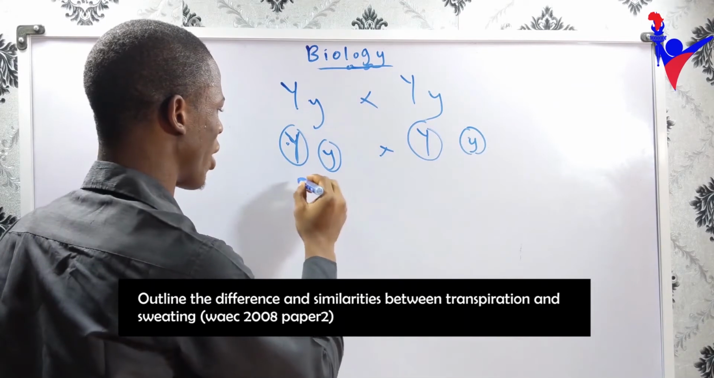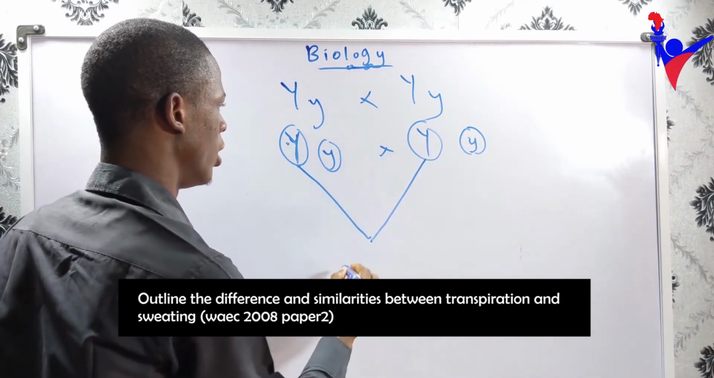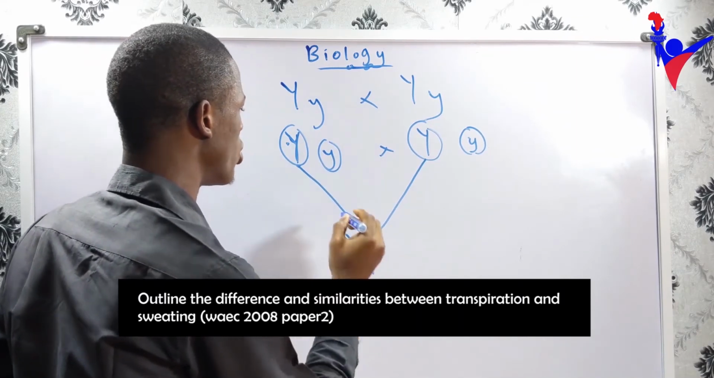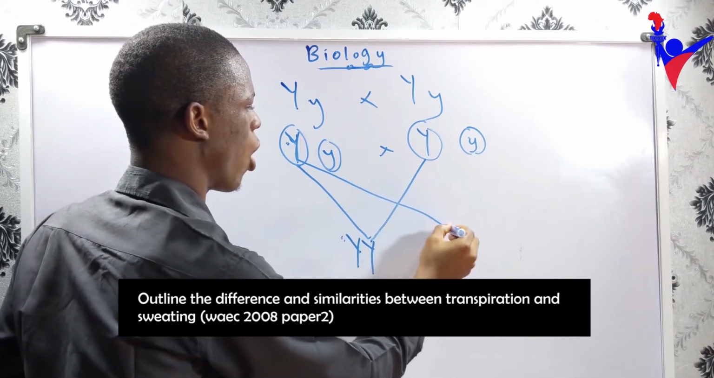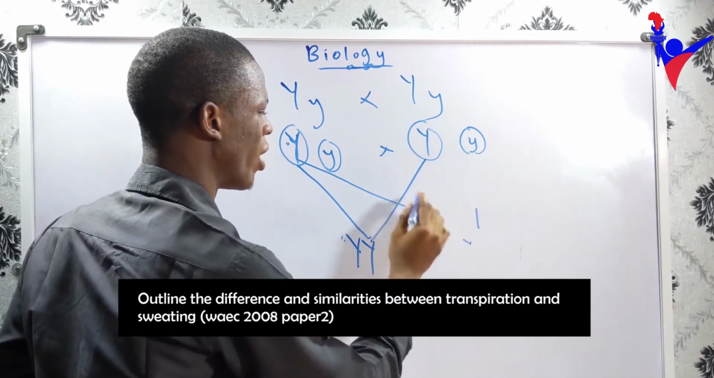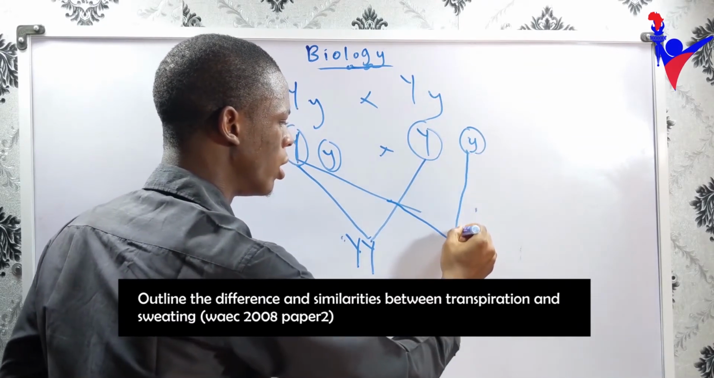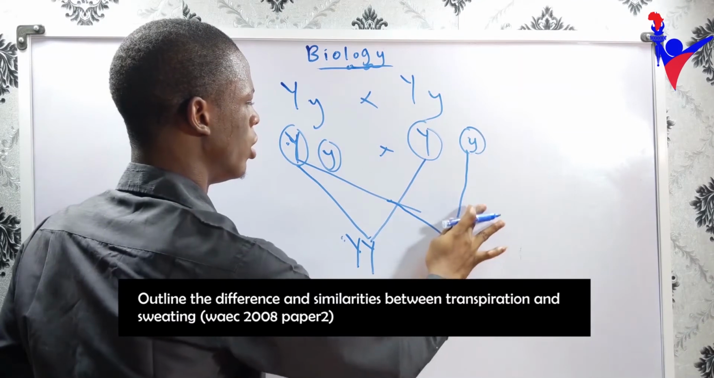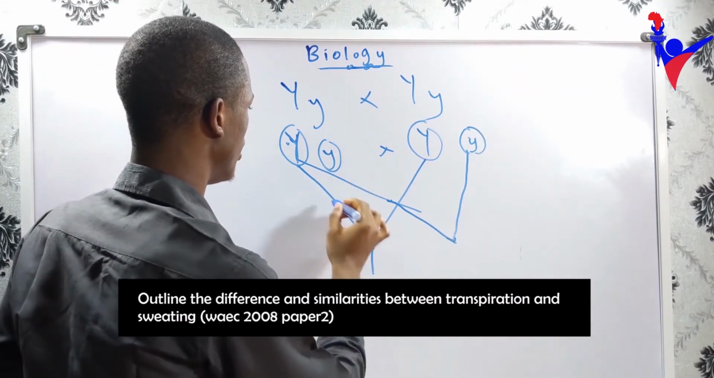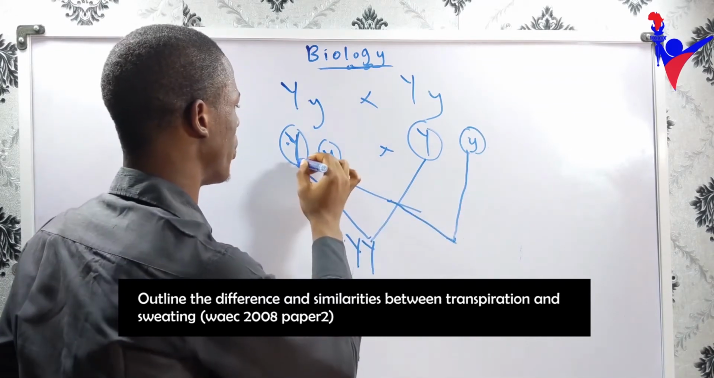This is very crucial for those writing the written exam. So you cross it, you have your Y and your Y, which is homozygous, and you cross it with the other Y. And don't forget, this is as a result of Mendel's law, Mendel's law of segregation of genes. So they segregate separately. That, you know, is the first law of Mendel: genes segregate separately.